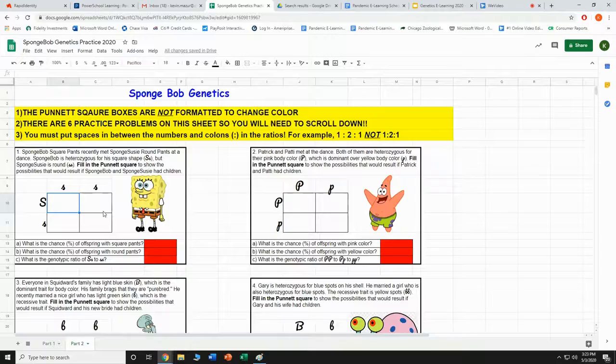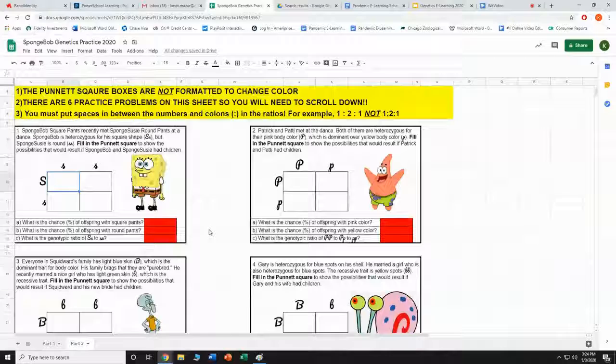And again, I'm going to do the first one with you. There's only six problems, so you're in luck. Some things I want you to know. Punnett square boxes are not going to change color like these are. The only ones that are going to change color are the ones that are highlighted in red. There are six problems, so make sure you do them all before you submit it to me.